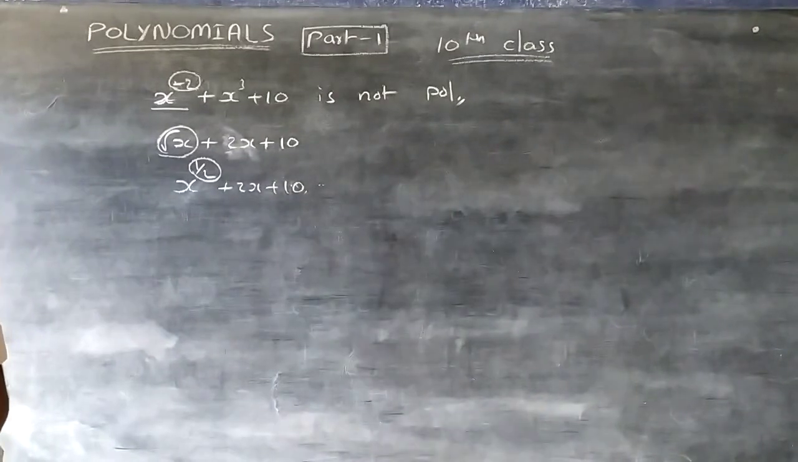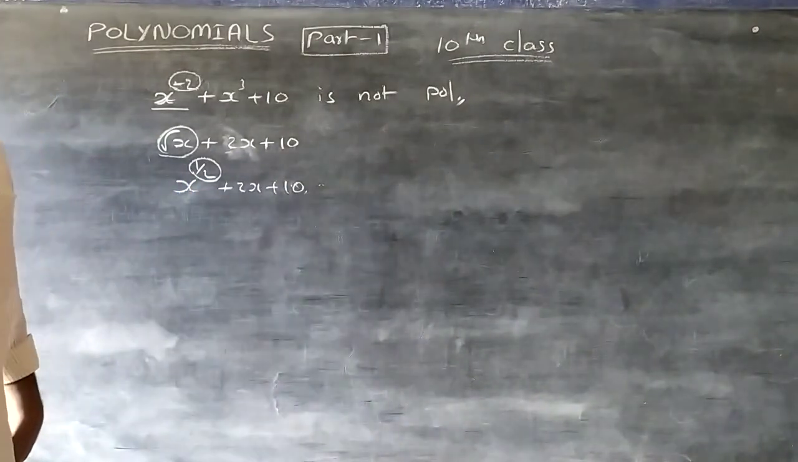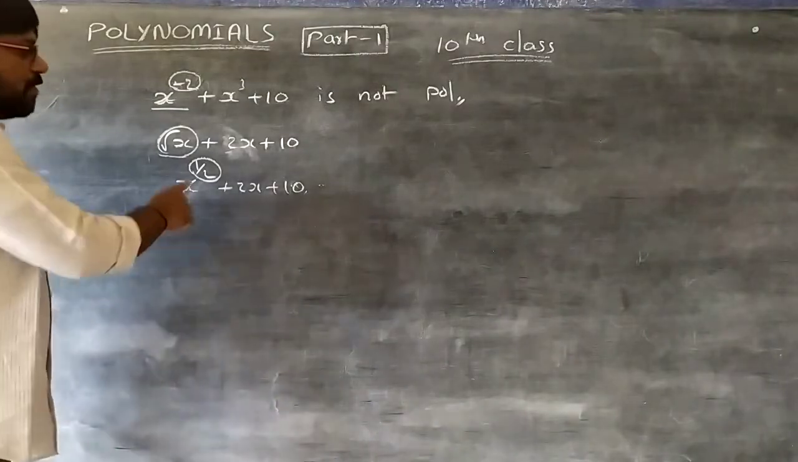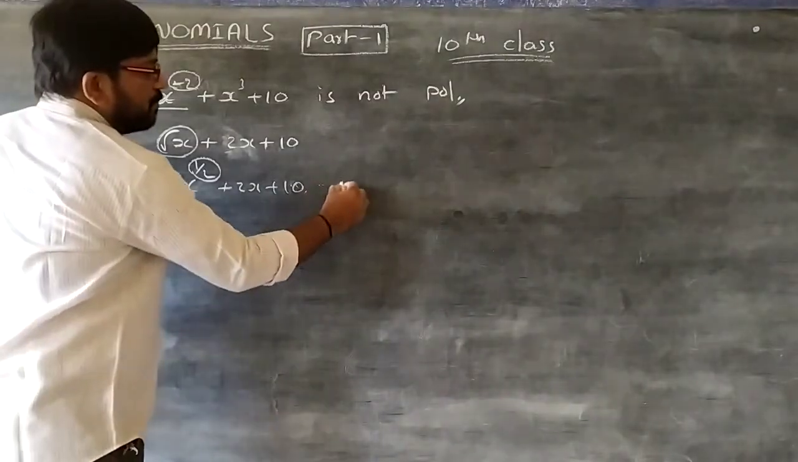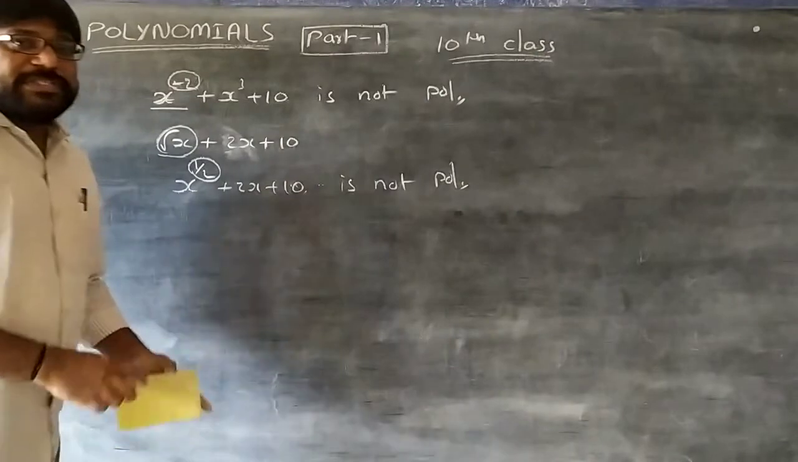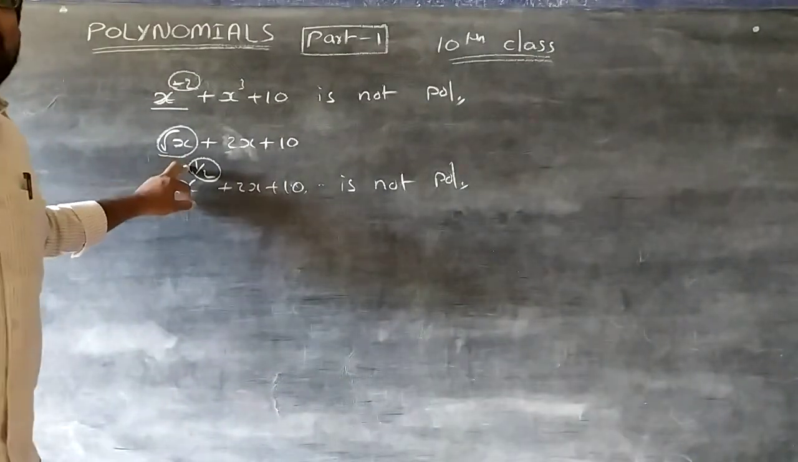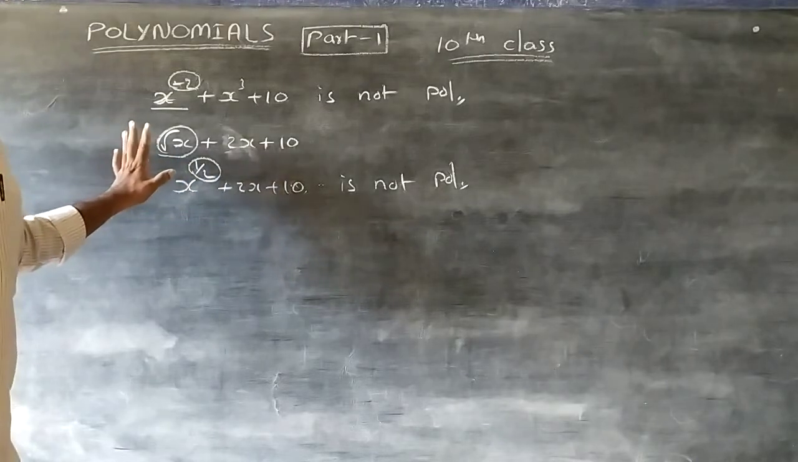It is not an integer. 1 by 2 is a rational number. It is in p by q form, in fraction form. So it is not an integer. That's why it is not a polynomial. Because the variable power is not a positive integer. It is in fraction form. So it is not a polynomial.